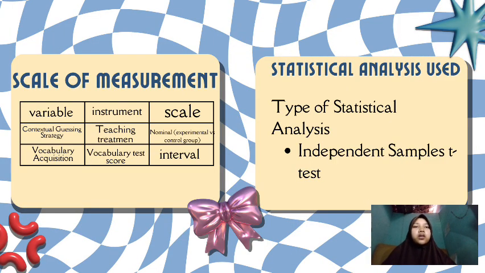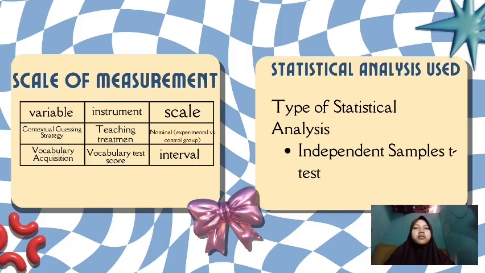And then next, we go to the scale of measurement. Contextual guessing strategy is measured on a nominal scale because it classifies students into two categories, namely the experimental and control groups, without indicating any order or numerical distance. Vocabulary acquisition is measured on an interval scale because it is represented by numerical test scores with equal intervals between values, allowing for the use of parametric statistical analysis.